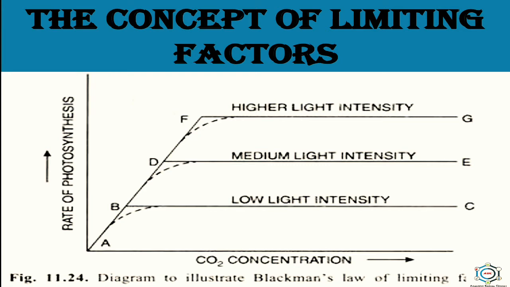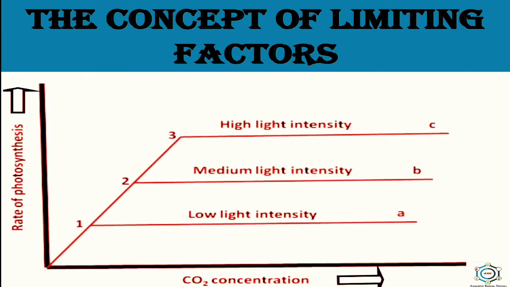Now, I will repeat this once again. When a process is conditioned as to its rapidity by a number of separate factors, the rate of the process is limited by the pace of the slowest factor. The principle can be explained by the following example.